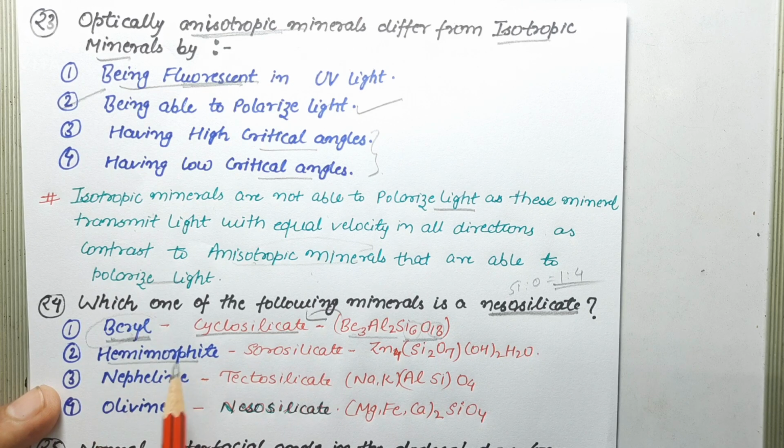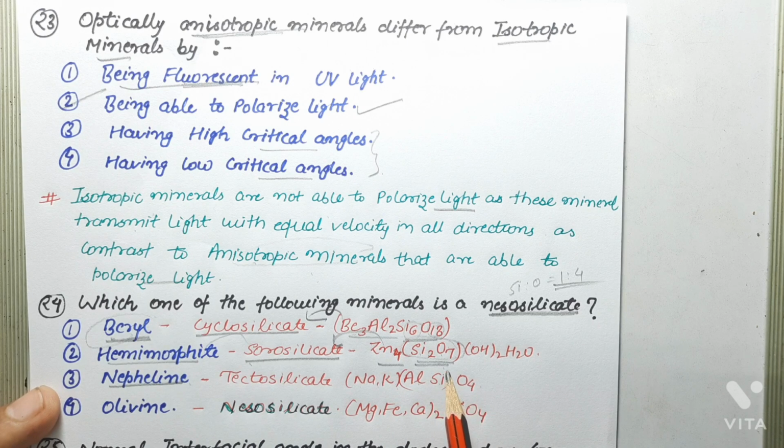Hemimorphite, in case of hemimorphite, the composition is Zn4Si2O7. So clearly silicon oxygen ratio is 2:7, and this is the case for sorosilicate structure. So hemimorphite belongs to sorosilicate. Nepheline is a feldspathoid mineral, and the composition is NaKAlSiO4. Now these Al and Si, both are in tetrahedral site. So the Si:O ratio will be 2:4, that is 1:2. And this is in case of tectosilicate structure. So nepheline belongs to tectosilicate structure.